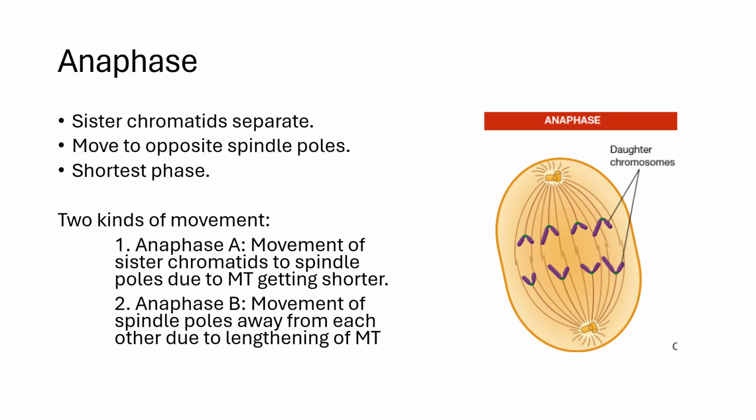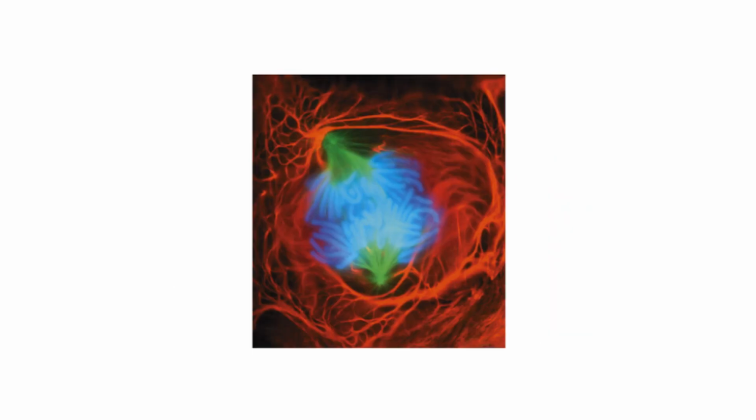I should mention that there are two types of anaphase, A and B. In anaphase A, the chromatids are moved because the microtubules are becoming shorter. In anaphase B, the movement of the spindle poles occurs because the microtubules are becoming elongated. Here we see that the chromatids are no longer together and are being pulled apart towards their designated pole.